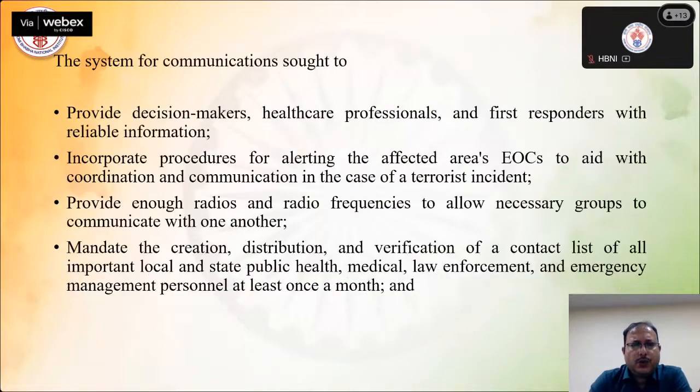The system for communication should provide decision makers, healthcare professionals and first responders with reliable information, and incorporate procedures for alerting the affected areas (EOCs) to aid with coordination and communication in case of a terrorist incident or a similar CBRN incident. Provide enough radios or radio frequencies, mobile towers, or priority call routing to allow necessary groups to communicate with one another. Mandate the creation, distribution and verification of a contact list of all important local and state public health, medical, law enforcement, and emergency management personnel at least once a month.